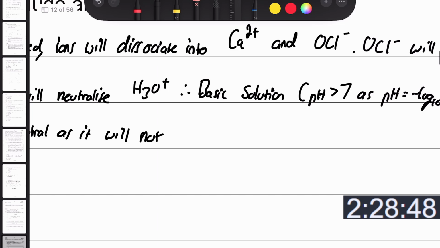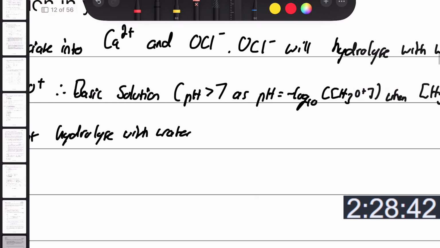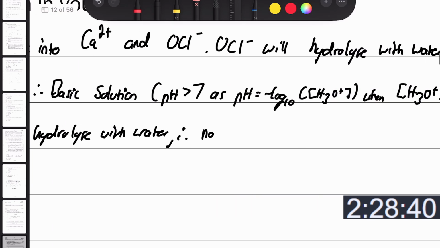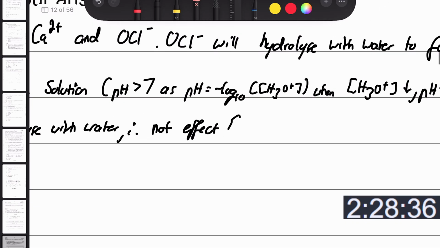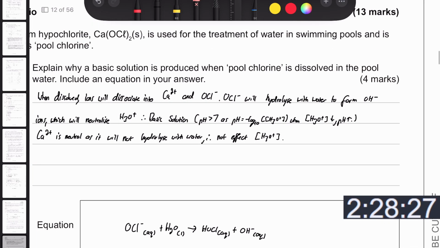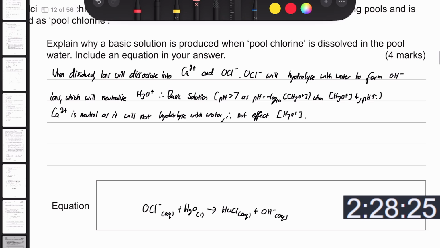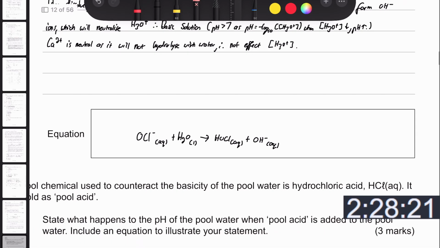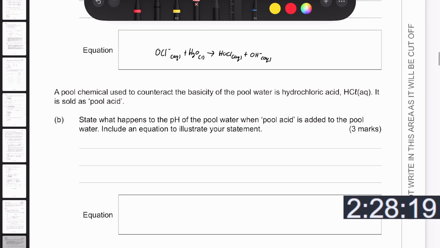as it will not hydrolyze with water, therefore it does not affect the H3O plus concentration. The OCl minus associates with water to form OH minus, which will neutralize H3O plus. Therefore basic solution, pH greater than 7. Okay, and then the equation is that, for balance.